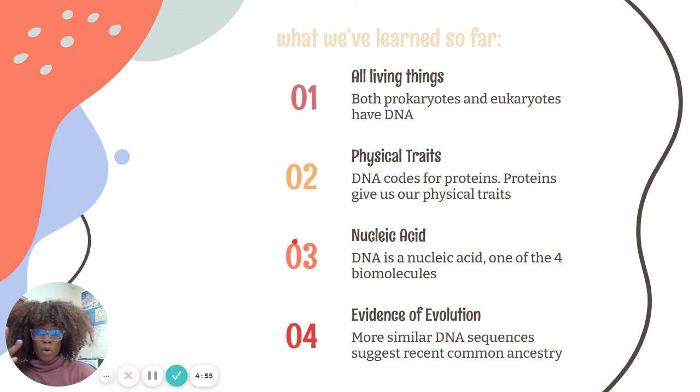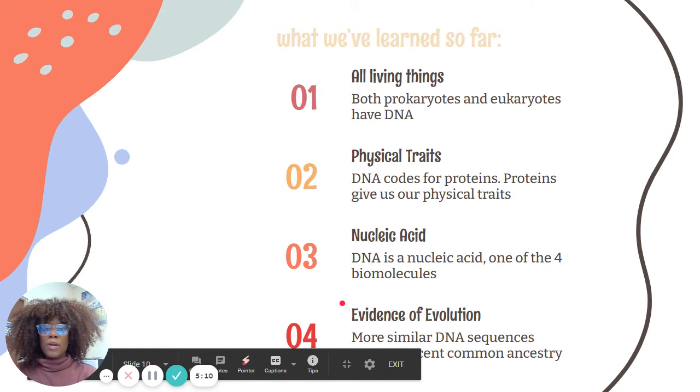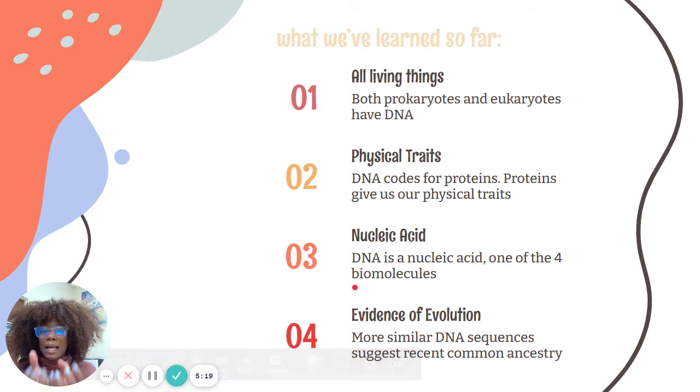The third thing we should know about DNA: DNA is a nucleic acid. It's one of the 4 types of biomolecules we talked about right before break. We talked about proteins, lipids, carbohydrates, and nucleic acids. Those are the 4 biomolecules. And when we talked about our evolution and taxonomy unit, we learned that the more similar two organisms' DNA sequences are to each other, the more likely that they have a recent common ancestor.